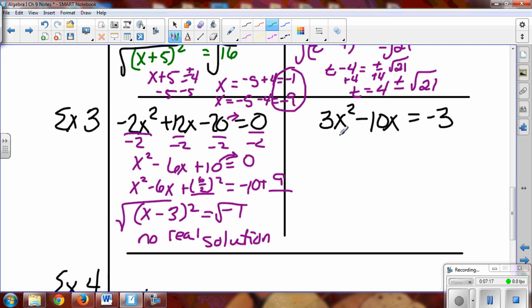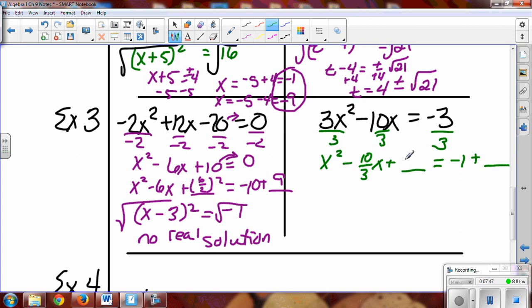Our negative 3 is over on this side already. If I look at this, I have a 3 out front, and I need to get rid of it. I need this x squared to be a 1 x squared, not anything else. So I'm going to divide everything by 3. That way I get x squared minus 10 thirds x plus something equal to negative 1 plus something.